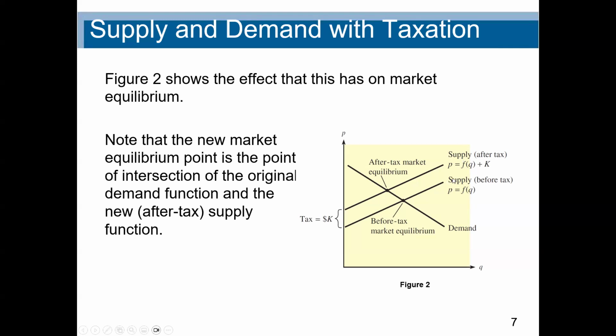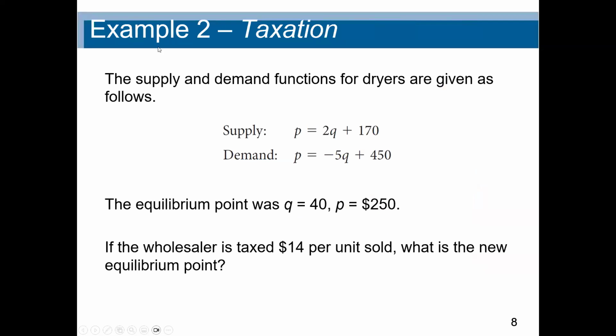After tax, we have P equals f of Q plus k. Now we can see that the two lines are parallel. And the demand stays the same, so we have two equilibria, before-tax equilibrium and after-tax equilibrium. That leads us to the second example about taxation.